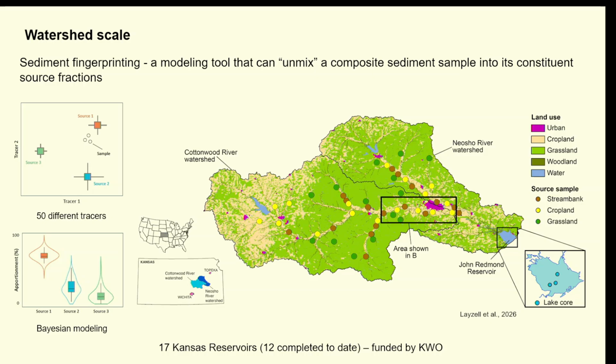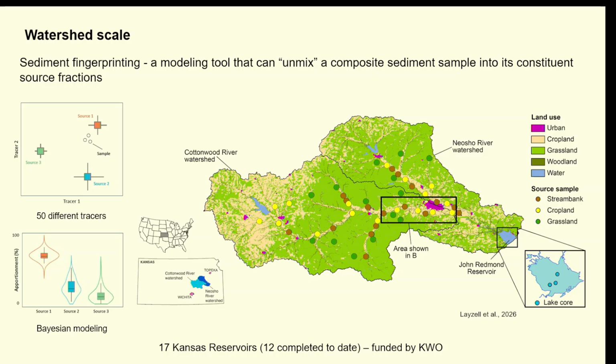I probably should have color-coded those differently. Let's say source 1, red, could be stream bank. Source 2, let's imagine that's yellow, is cropland. And the green one is grassland. That plot shows two particular traces. When you look at those two traces, the reservoir samples plot slightly closer to the stream bank source, the red box. We look at like 50 different traces, and this just shows two. So you can imagine doing this multiple times and getting these different relationships.